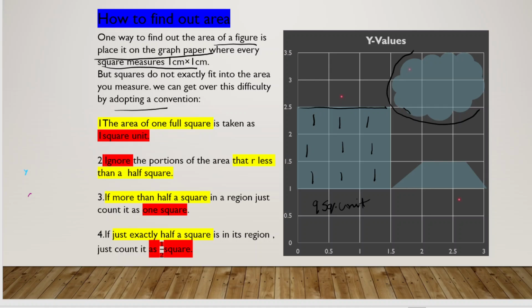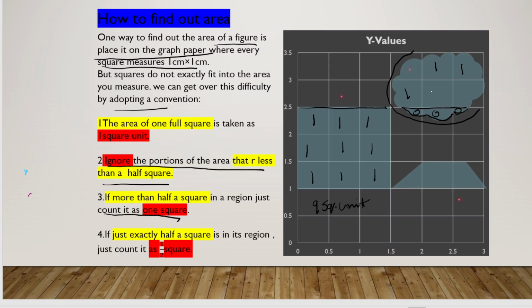But coming to here, some portions of this figure do not exactly fit into the squares of the graph sheet. So in that case, ignore the portions of the area that are less than half a square. Here these portions occupy less than half a square, so we can ignore these parts. And if more than half a square is in a region, just count it as 1 square. Here these parts are more than half a square. They occupy more than half a square of the graph sheet, so we can count them as 1 square unit.